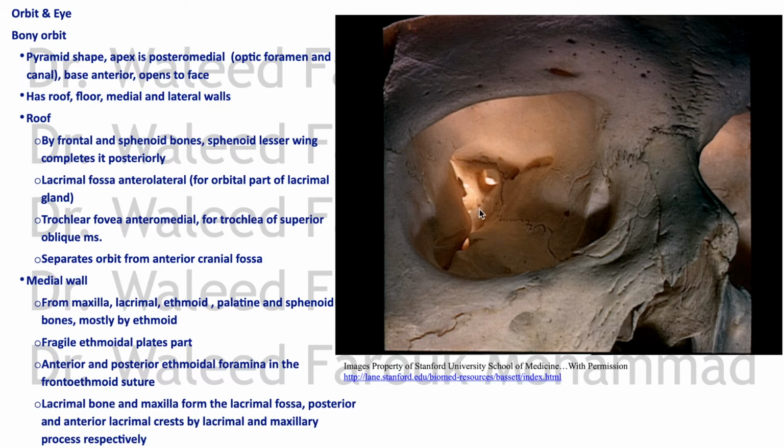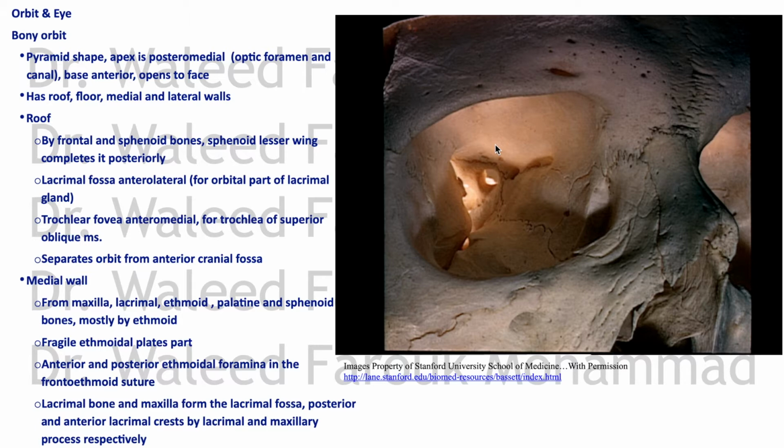walls. The roof is formed largely by contribution from the frontal bone and completed posteriorly by the lesser wing of the sphenoid. As you can see, this is the frontal part, and back posterior, this is the part that belongs to the lesser wing of sphenoid. The roof separates the orbit from the anterior cranial cavity.